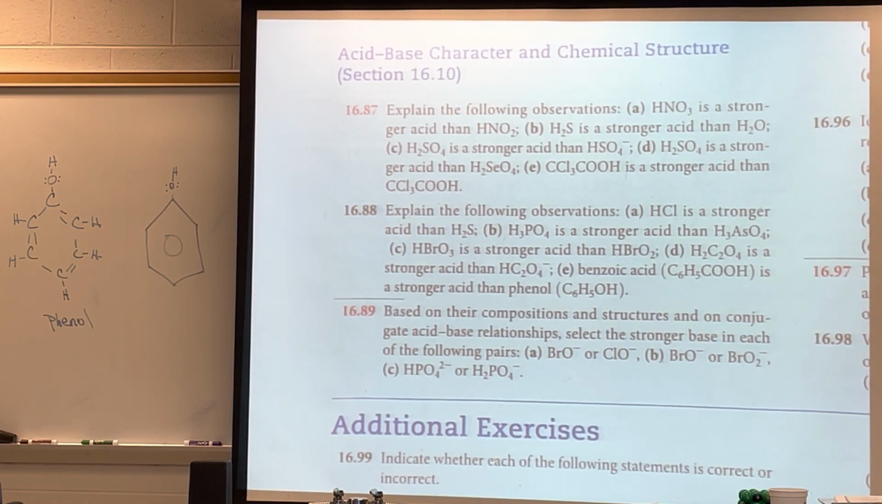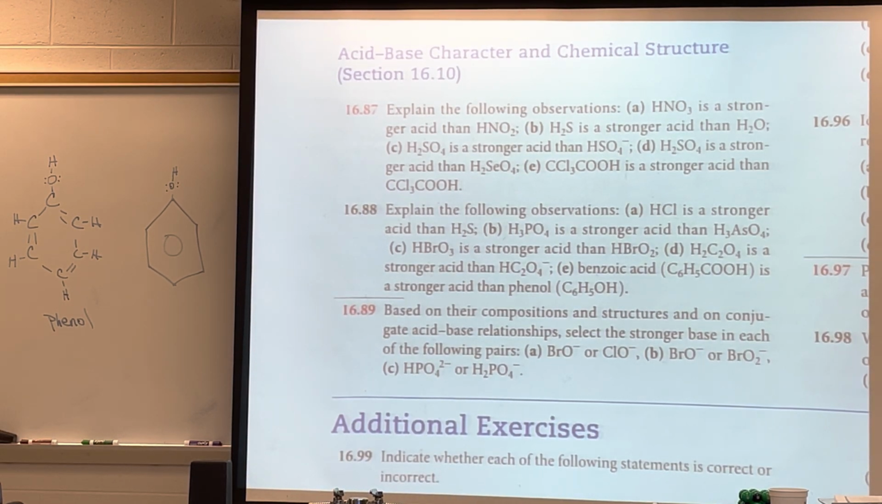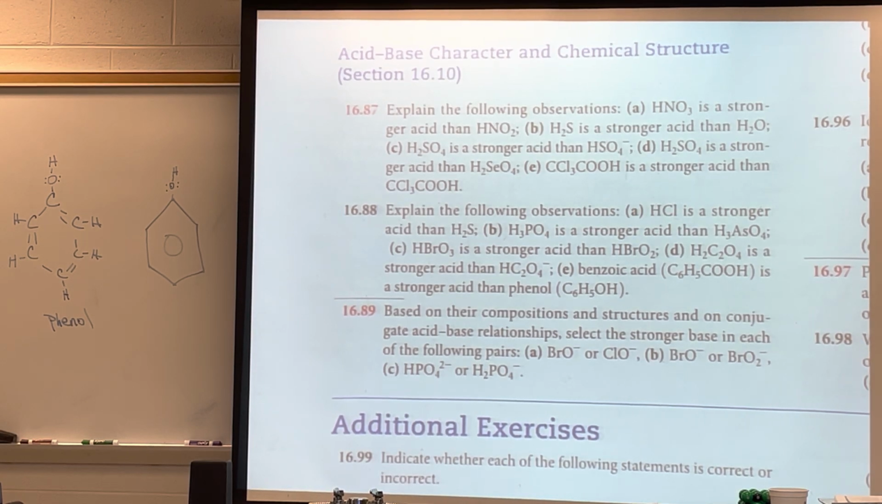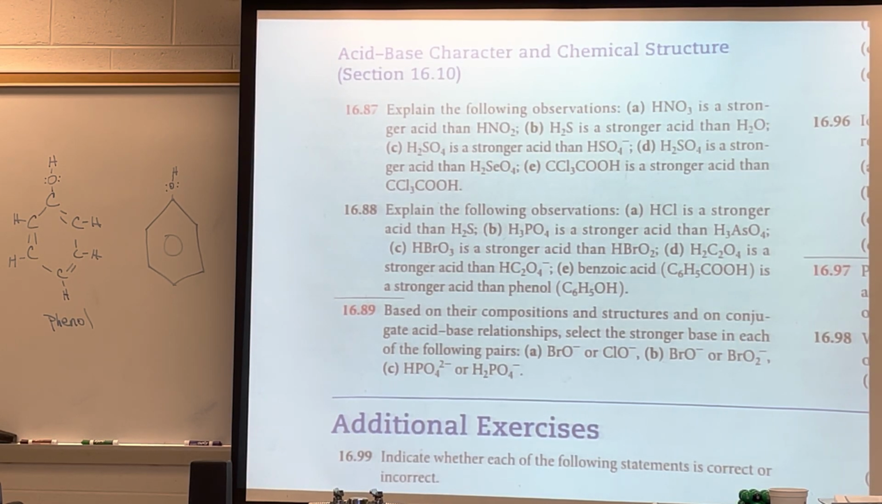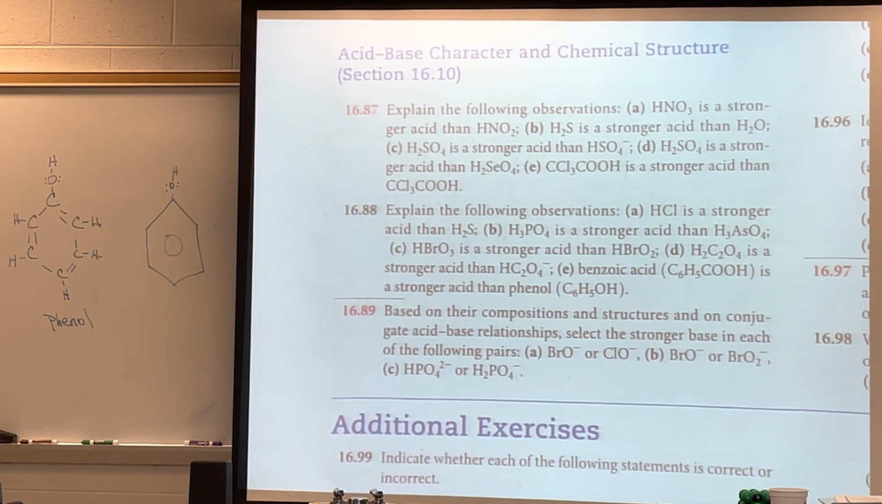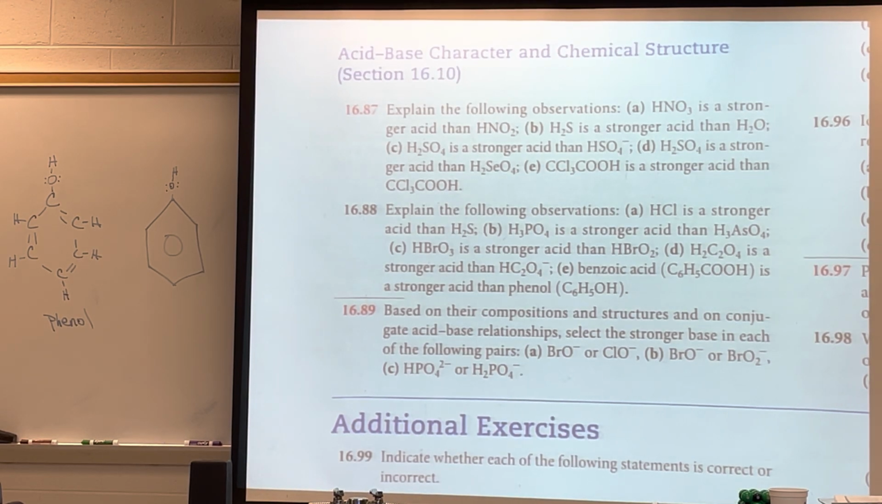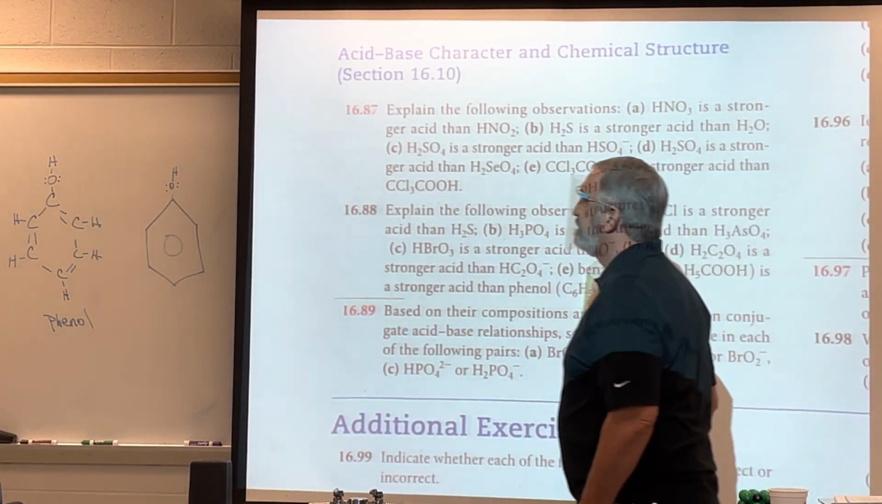HC2O4 minus has a negative charge, so it's harder to remove successive electrons. Well, there you go. It's hard to remove something positive from something that's now negative. And then lastly, benzoic acid versus phenol.